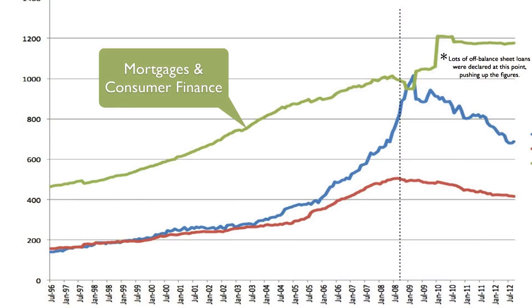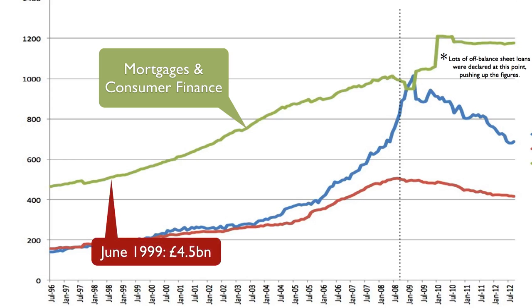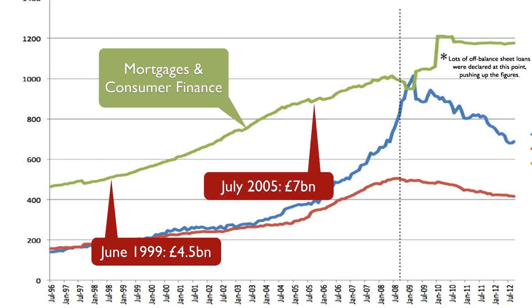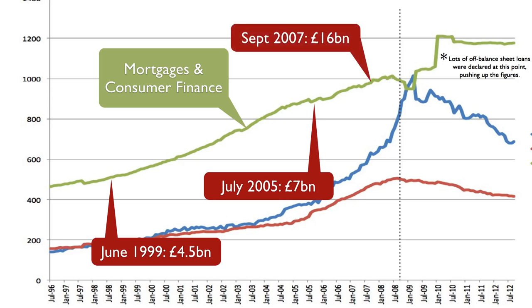this green line at the top here is how much money has been put into mortgages and consumer finance over the last 20 odd years. In June 1999, the banks created £4.5 billion of new money in one month to put into the property market, into buying existing houses and building a few new ones. In July 2005, they created £7 billion in one month. And then in September 2007, they created £16 billion in one month to go into property. So in the space of one week, they've created as much money as the government is willing to spend on rebuilding schools in an entire year.